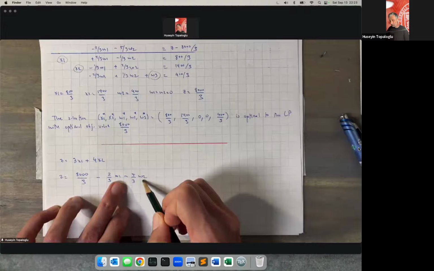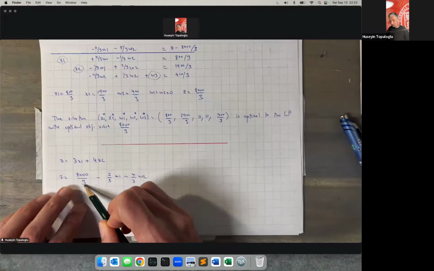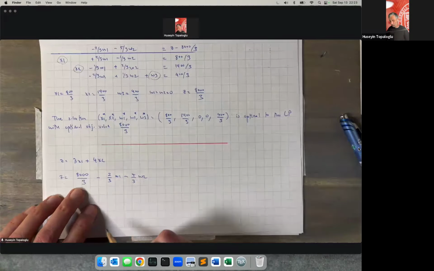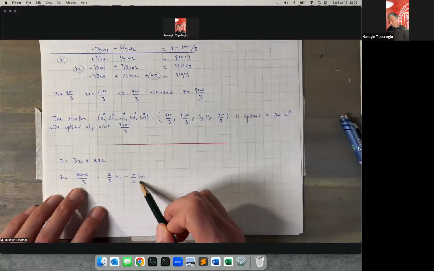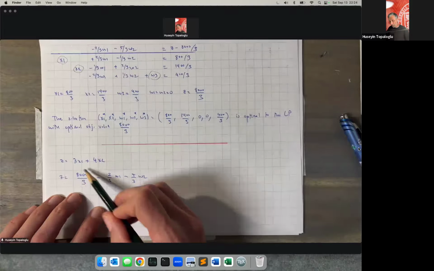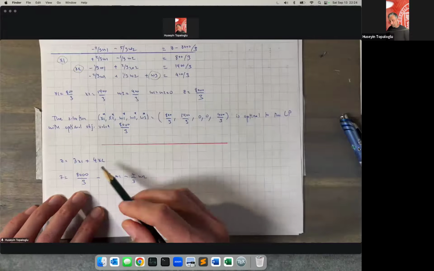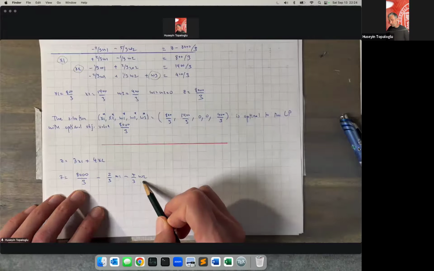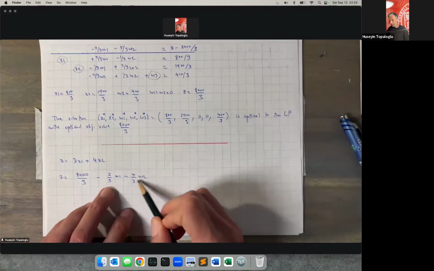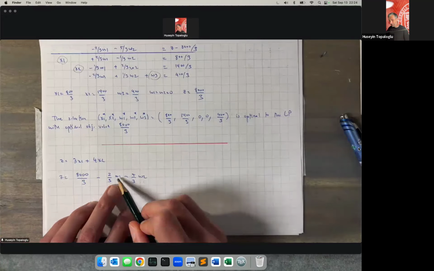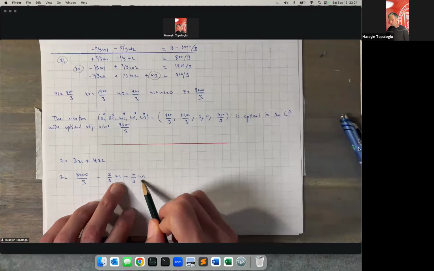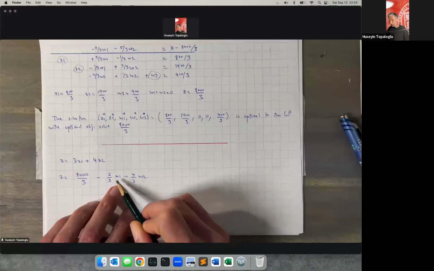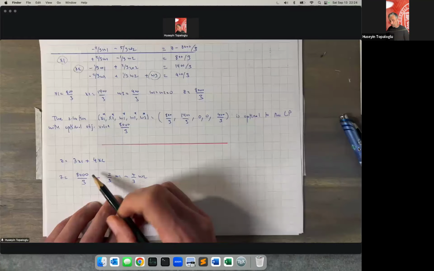W1 and W2 are non-negative decision variables. My objective value is given by 8,000 divided by 3 minus 2 over 3 W1 minus 5 over 3 W2. So the largest value of my objective value is going to be obtained when W1 and W2 take their smallest possible values because they have negative objective function coefficients over here. Since W1 and W2 are non-negative decision variables, the smallest values they can take are 0.